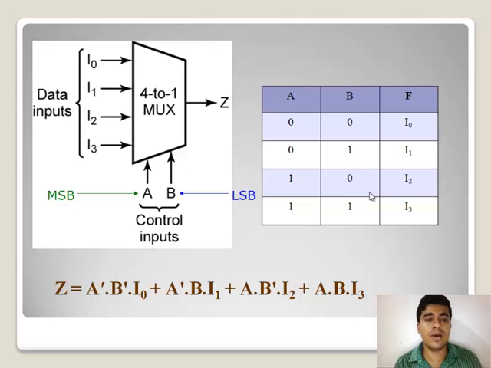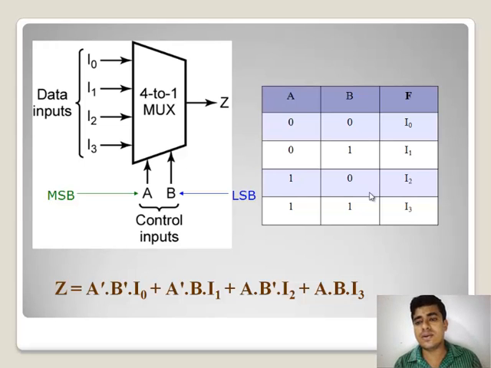Next we will show the 4 to 1 multiplexer. There are 4 data inputs, I0, I1, I2, I3, and 2 control inputs, that is A and B. B is the least significant bit and A is the most significant bit. If we get 3 control inputs, then data inputs will be 8. For 3 inputs, if A, B, C, then A will be the MSB and C will be the LSB. It changes according to the given inputs.